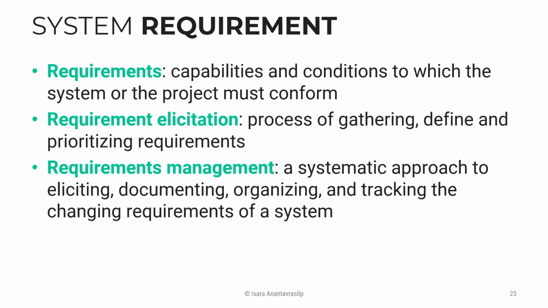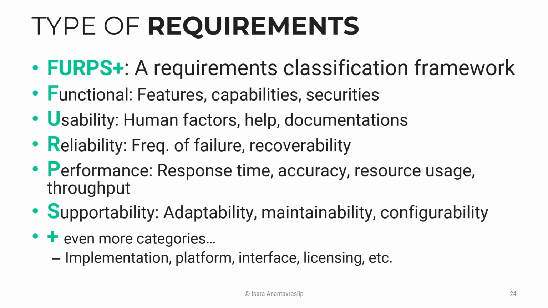Anyway, in summary, requirements define what the software system should do and how it should behave. You need to define the quality, the non-functional part of requirements. Requirement elicitation involves the process of gathering and understanding these requirements from stakeholders, while requirement management ensures that the requirements are well documented, controlled, and aligned with the project's objectives throughout the development lifecycle. We know that requirements can be categorized into functional and non-functional requirements, but we can do more. We can dig a little bit deeper.